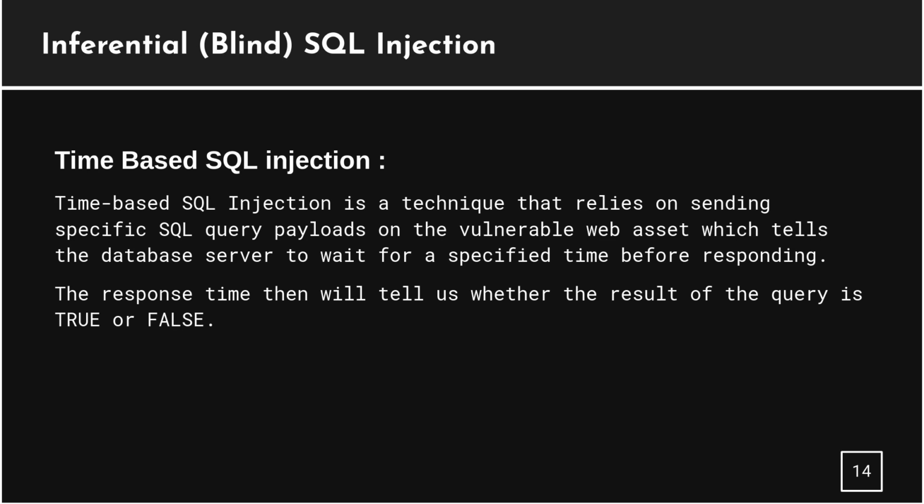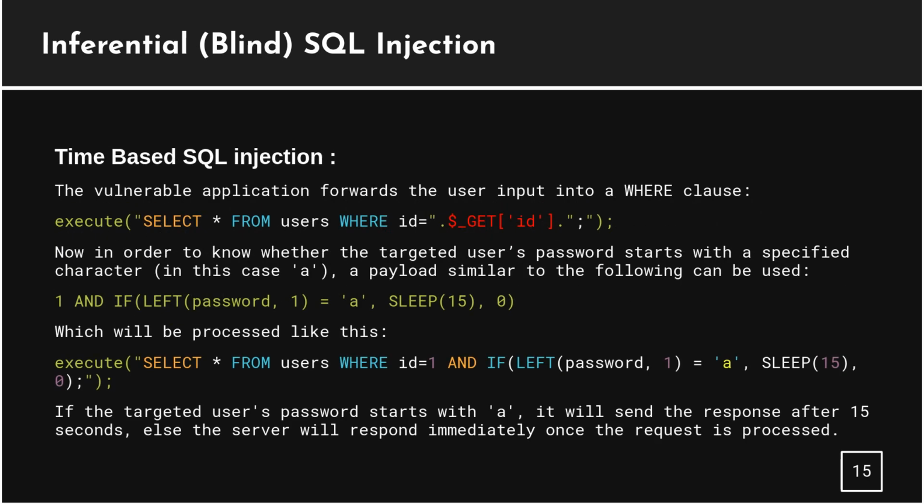Now, how can we determine if the database returned true or false? We can just measure the time taken by the app to respond. So with that, we can determine whether the query returned a result or not. So let's see that with a more concrete example.